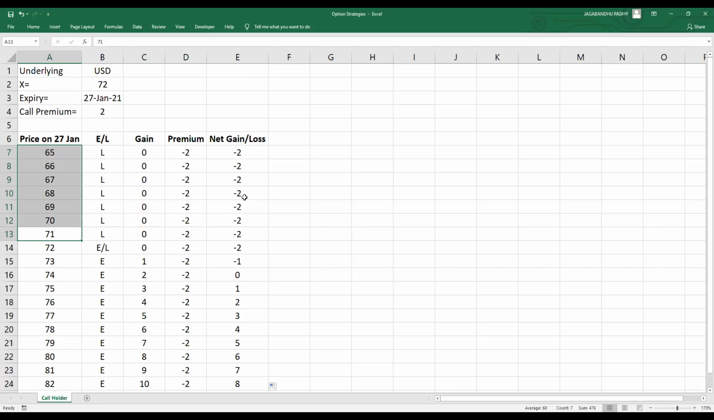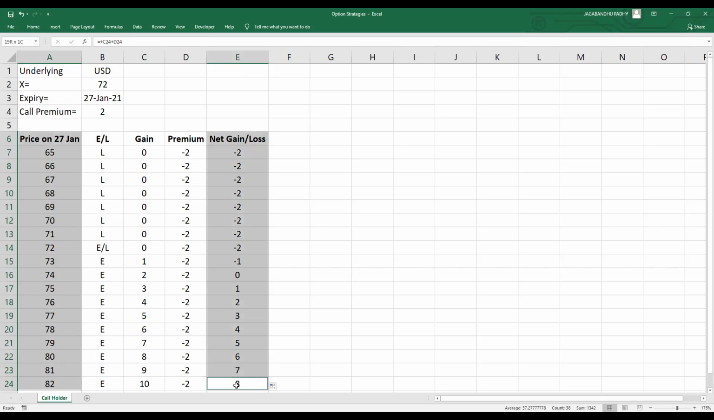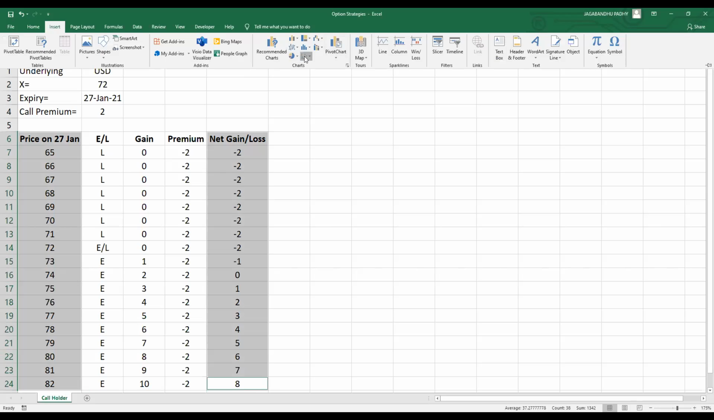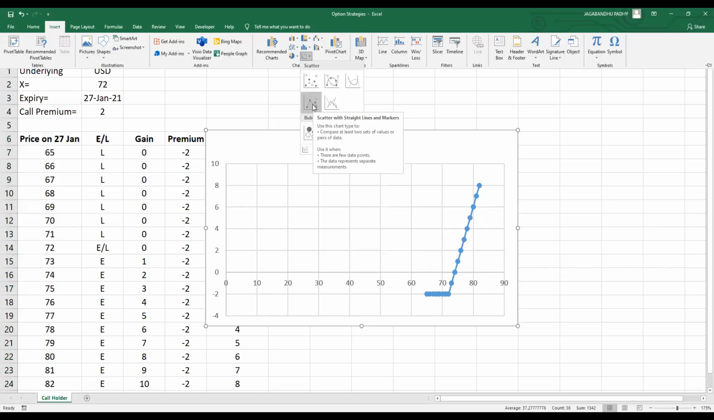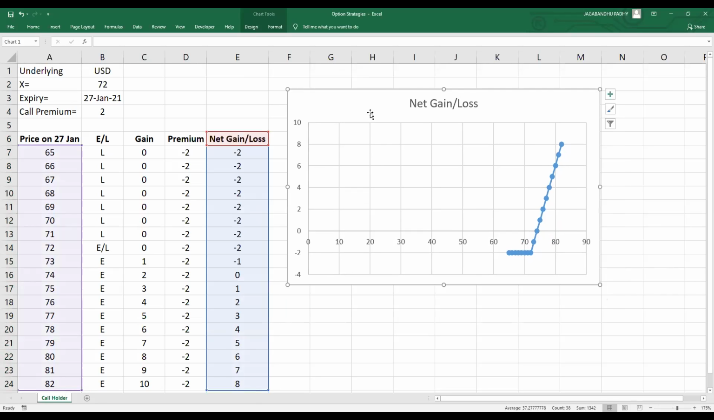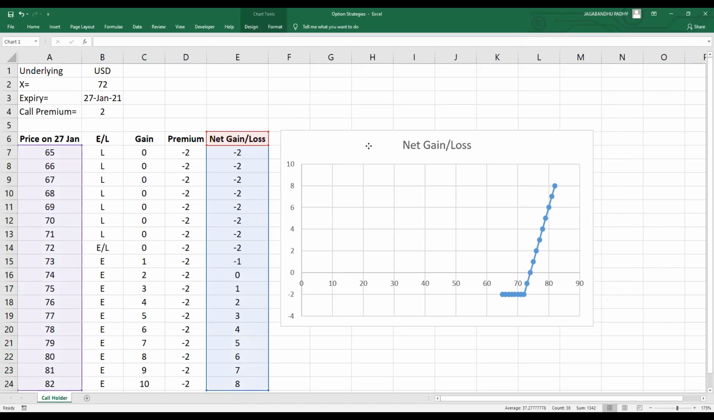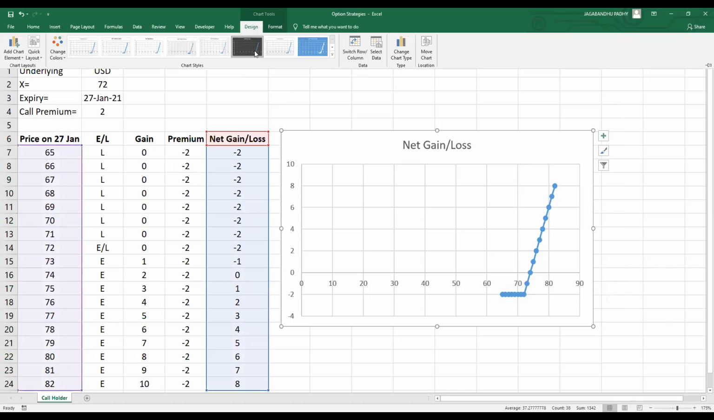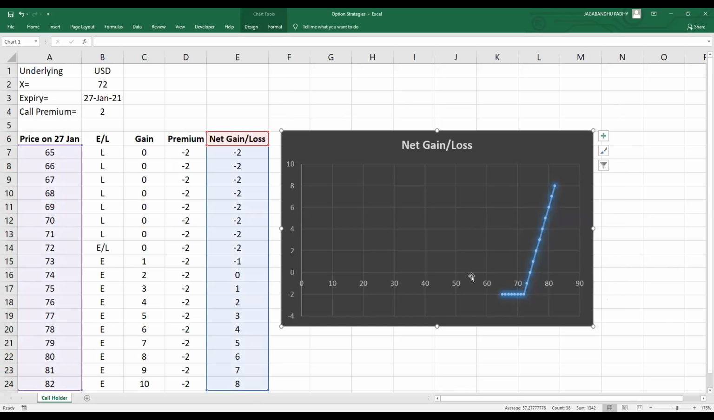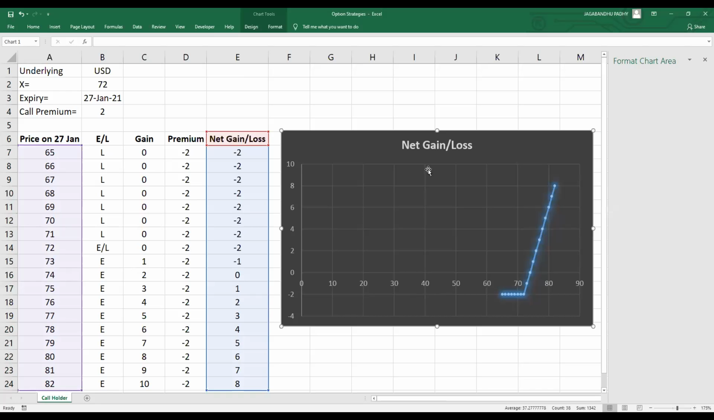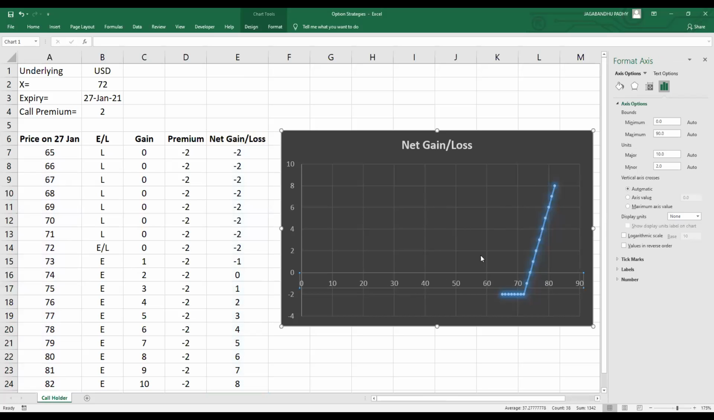Okay, so this is the net gain or loss for a call option holder. Now let me just chart it and then we can do some more analysis on this payoff, because we have to do similar analysis for the other strategies also. Just insert scatter plot. Yeah, so this is our scatter plot. Make it like this and also change the axis so that you can observe it more carefully.